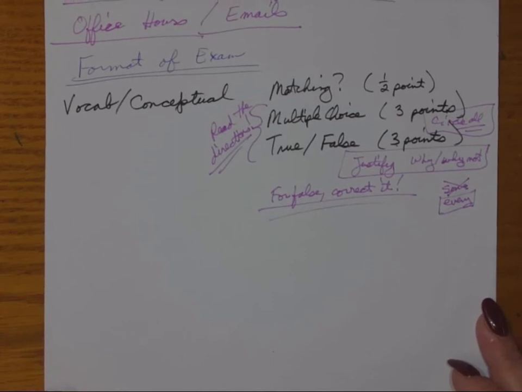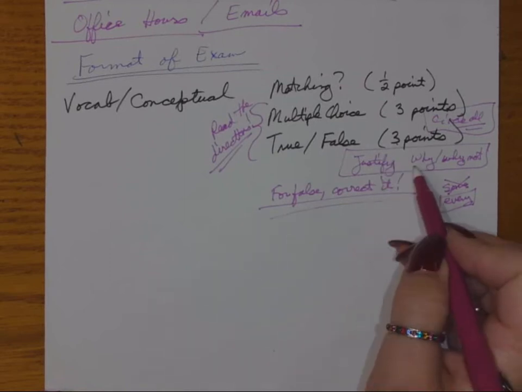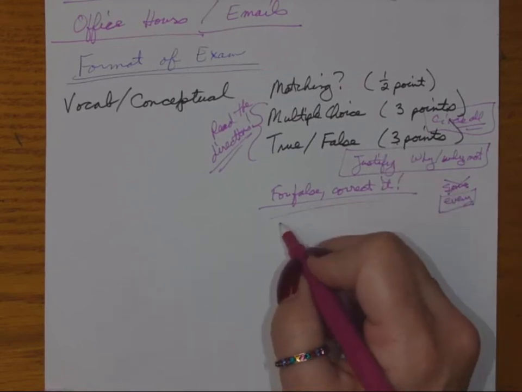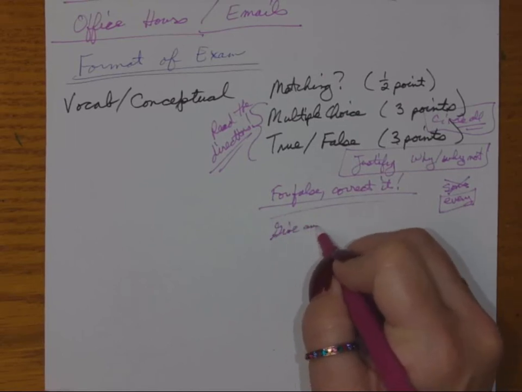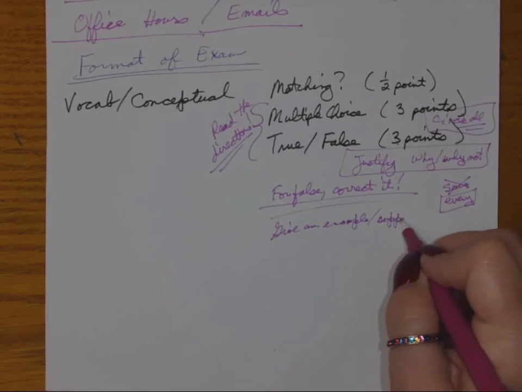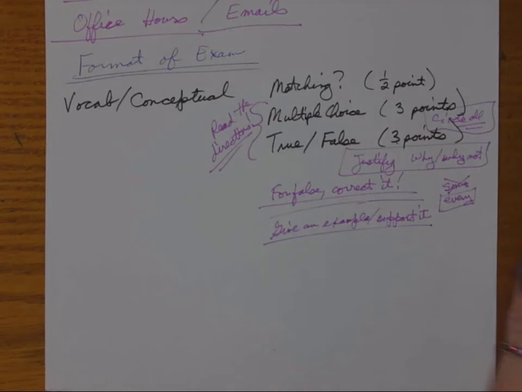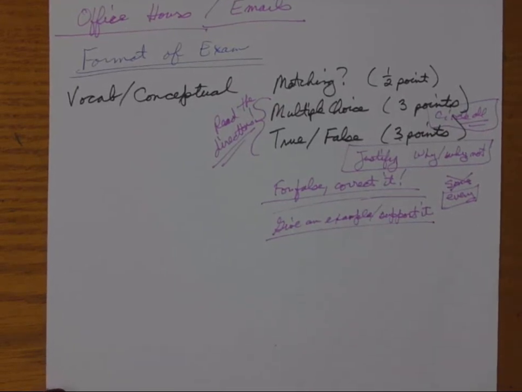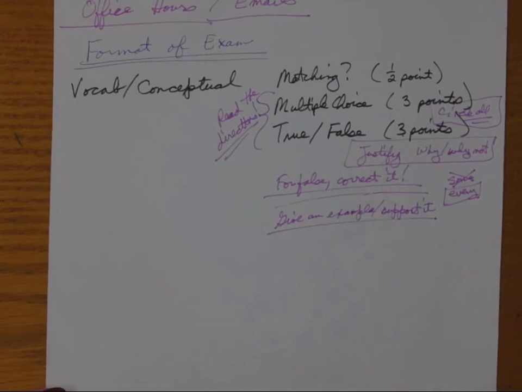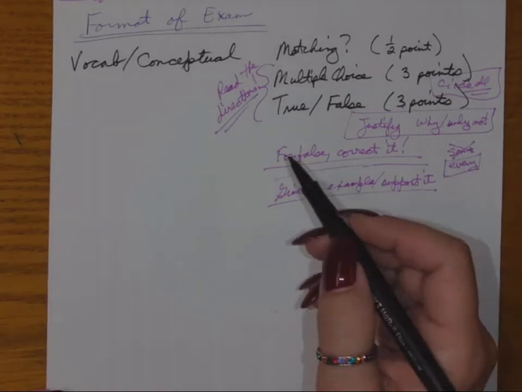You can just correct the little thing. Now, it's sometimes harder when it's true, because if it's true and you have to justify why it's true, then you might need to give an example or support it or draw a picture or whatever. But sometimes the true ones are actually harder than the false ones, is what I'm getting at, because it's really easy to correct something that's wrong, but sometimes it's hard to support something that's correct. So watch out for that.